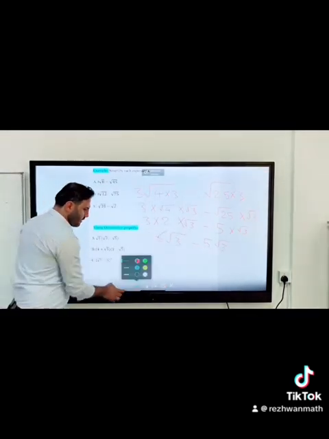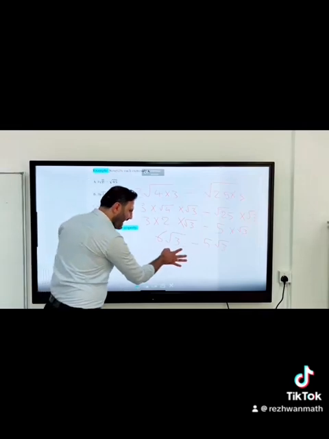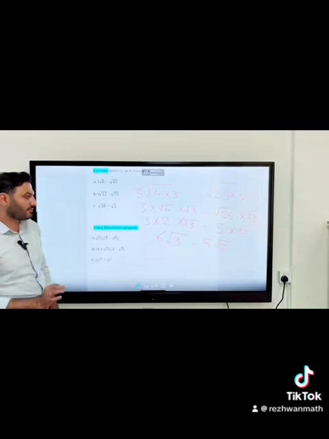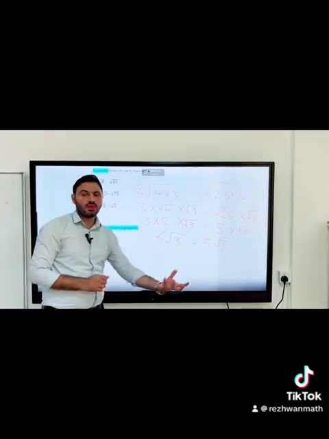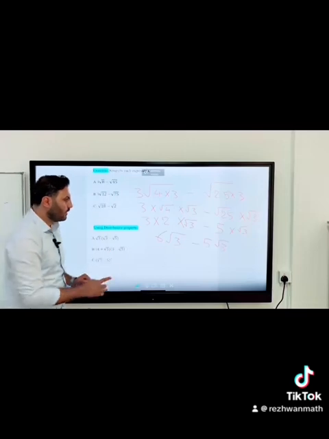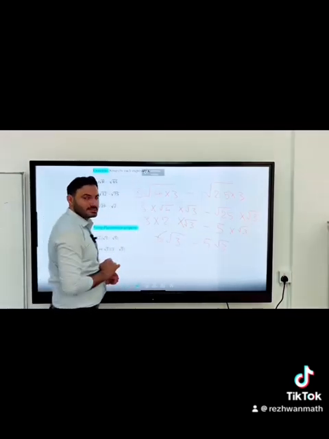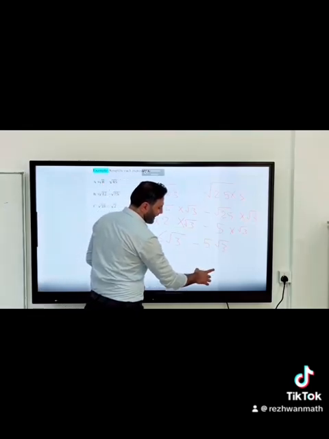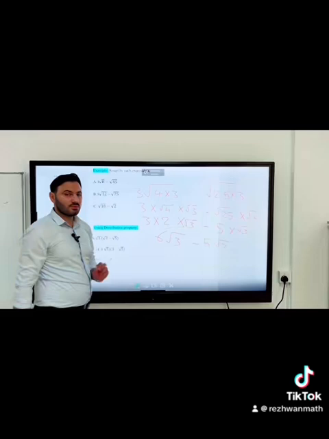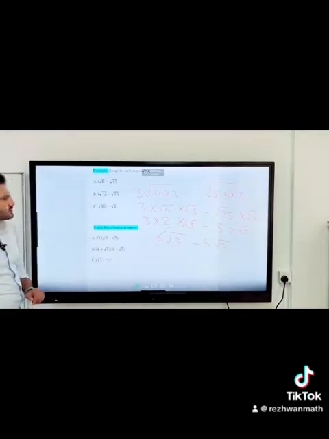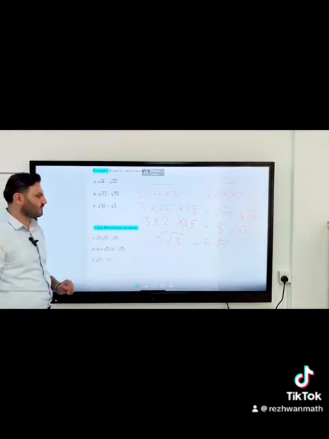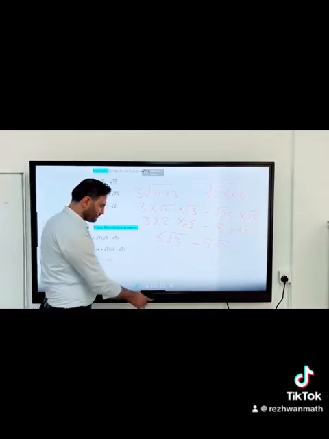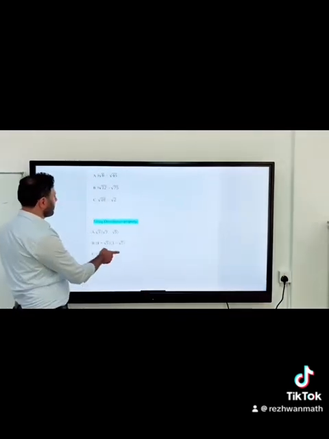Now, because we have the same radical, you have to add and subtract the numbers in front of the square root. So 6 minus 5, we get 1 square root 3, or we can write square root 3. Now the simplest form of 3 square root 12 minus square root 75 is square root 3, or 1 square root 3. Okay.